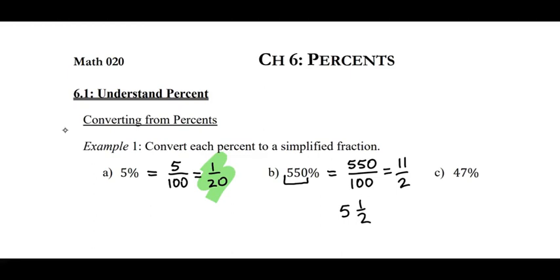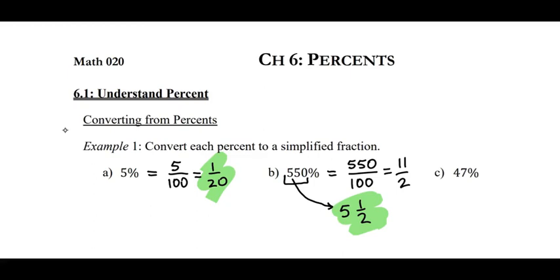An easy way to see if you're going to have a whole number when you convert a percent to a number or a fraction is that every 100 is 1 whole. So here we had 550, so this 5 right here is our whole part. And then 50% is 1/2. So that's your logical connection.